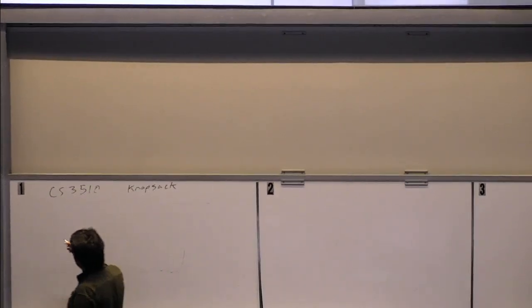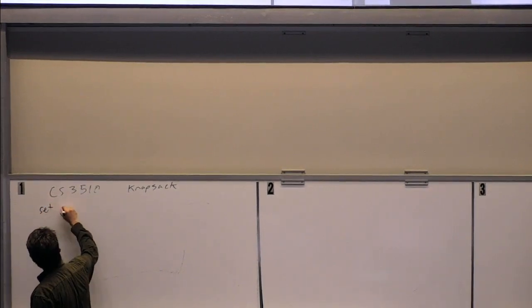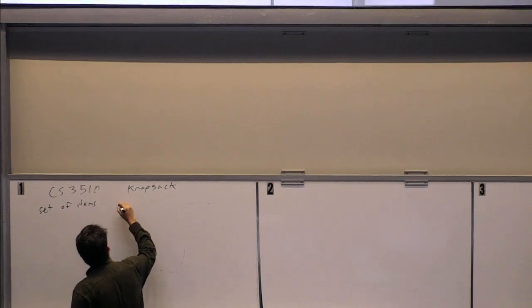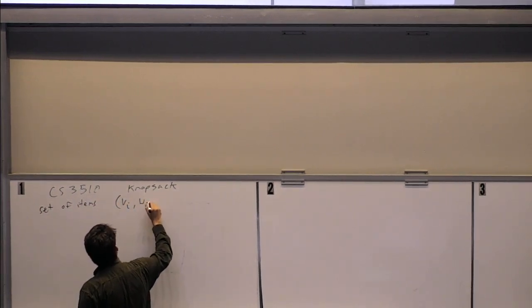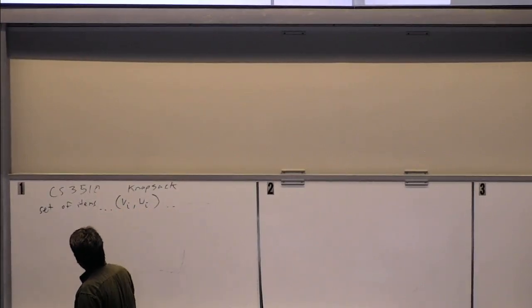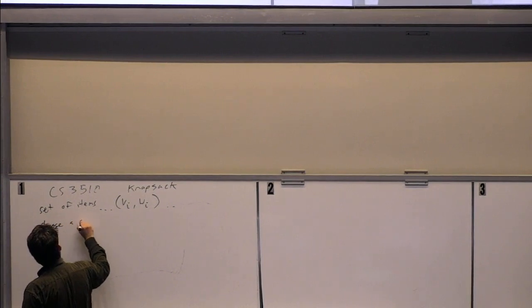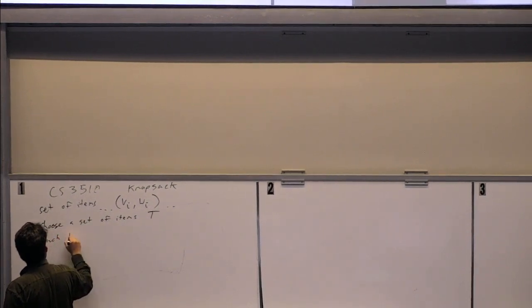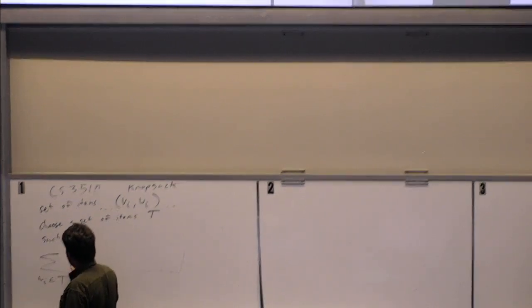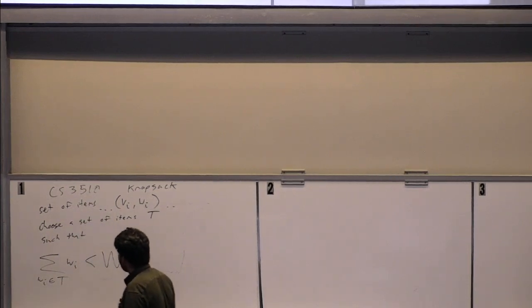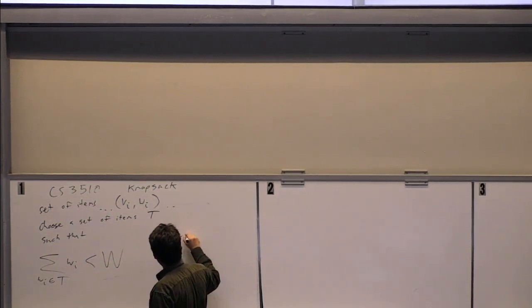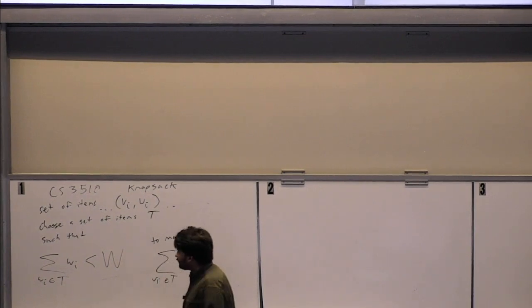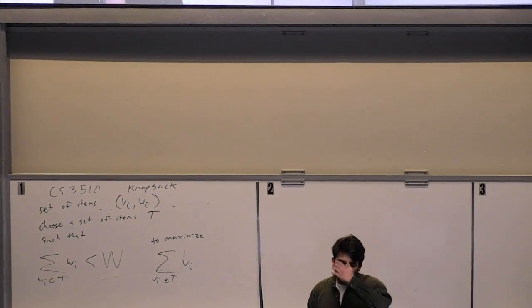So basically, you have a set of items. Each item is indexed by a value vi and a weight wi. Choose a set of items, t, such that the sum of the weights of the items is less than some capacity, W, to maximize the sum of the values for the items in t. This is abusive of notation. This is not perhaps the best way to write this, but this is essentially what the Knapsack problem is.